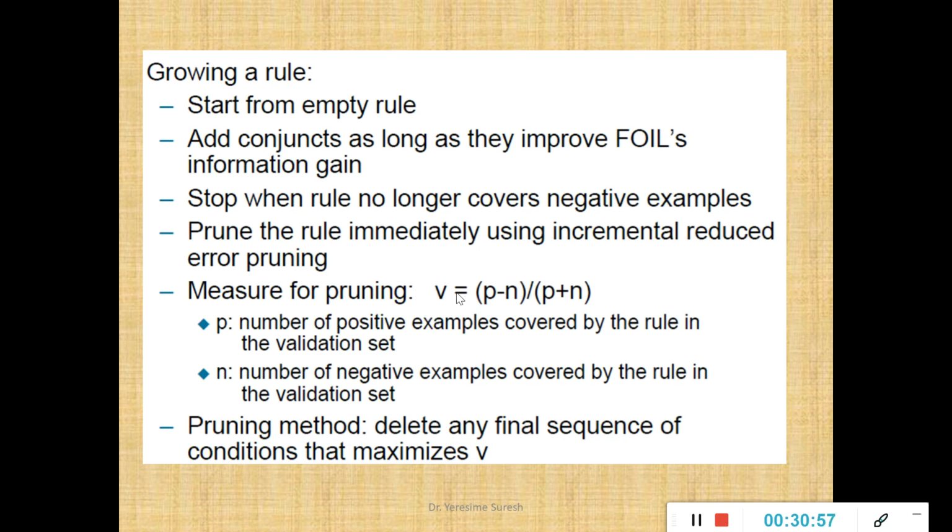If the value of v is increasing, such antecedents should be removed. That is what is called growing a rule. This is similar to your sequential covering algorithm, wherein you start with an empty rule, then add the rules according to their ranking, you start listing them. The same process. Add conjuncts as long as they improve FOIL's information gain, and you are supposed to prune using this formula. When to stop? As long as it maximizes the value of v, you keep on pruning.